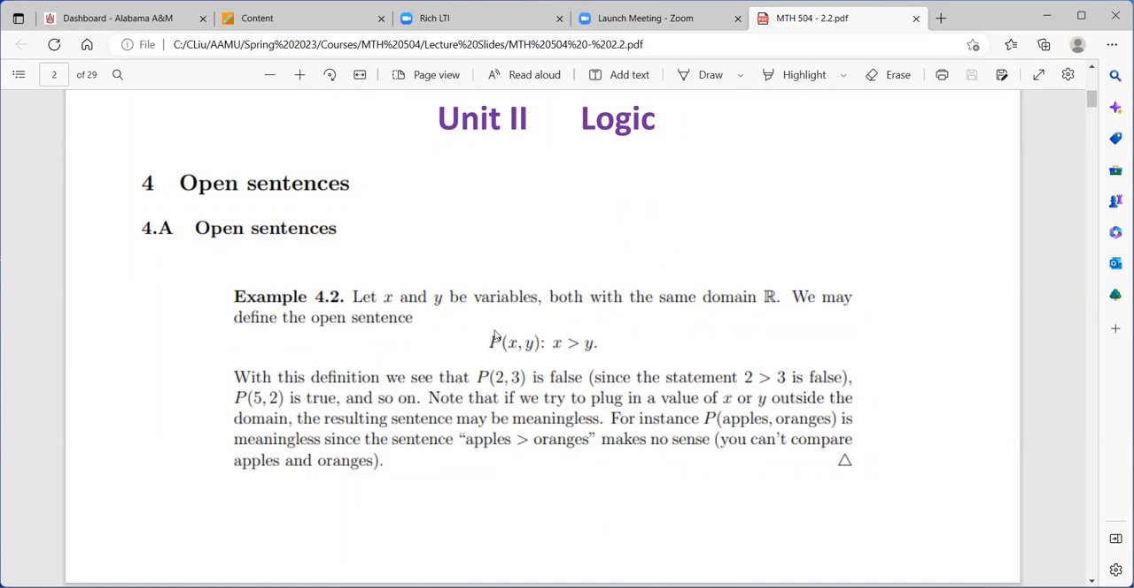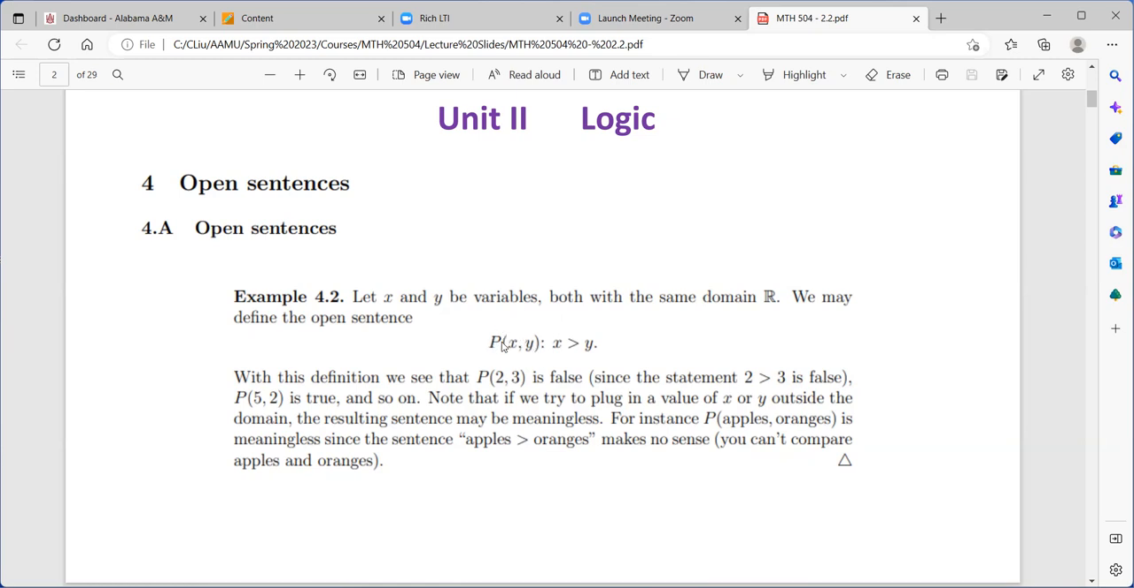But since an open sentence has some variables, you have to write these variables explicitly with the notation P, so people know you are talking about an open sentence. In other words, if you just write P without anything, people know you're talking about a statement.